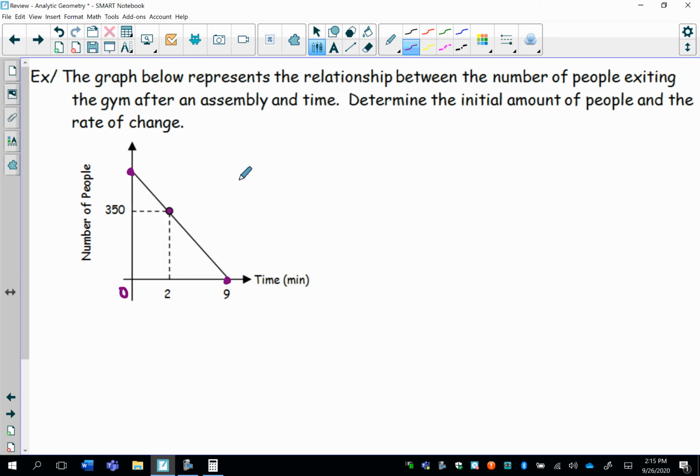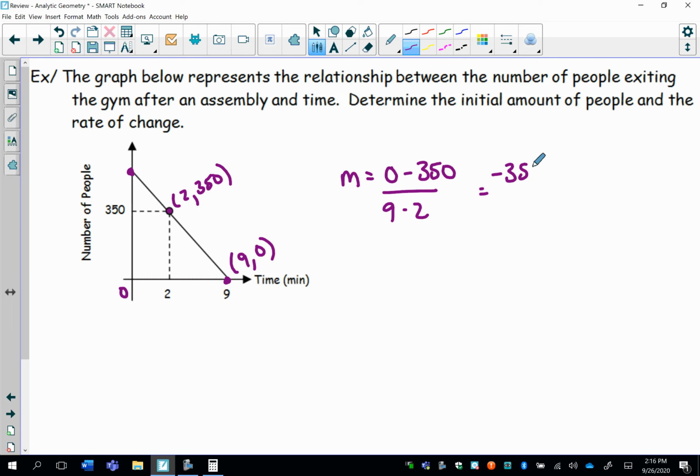So again, it's a context question, but really it's asking for the equation of this line, the slope and the intercept. Can we find those? Well, sure we can, because we actually know 1 nice point, 2 nice points. So our rate or our slope, let's find the difference between any 2 points.